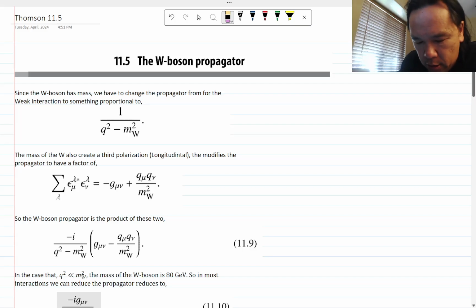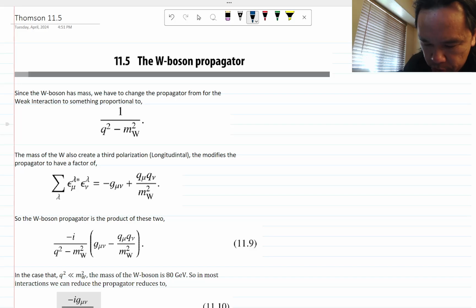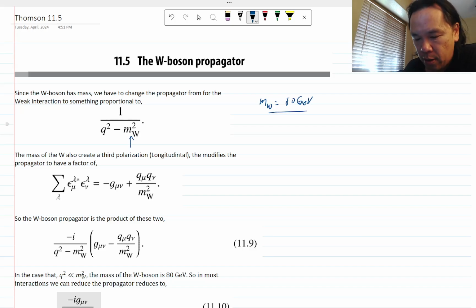So since the W boson has a mass, the propagator for this weak interaction is going to be proportional to, instead of just 1 over Q squared, 1 over Q squared minus the mass of the W boson squared. The mass of the W boson is about 80 GeV, so this is going to be a substantial number, until you get to extremely high energy or extremely high Q squared.